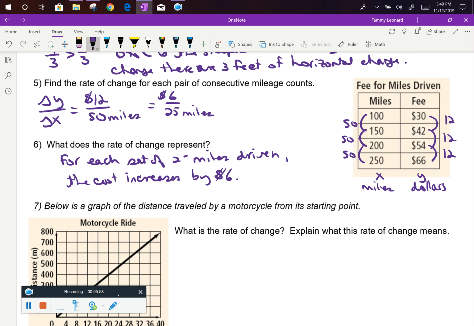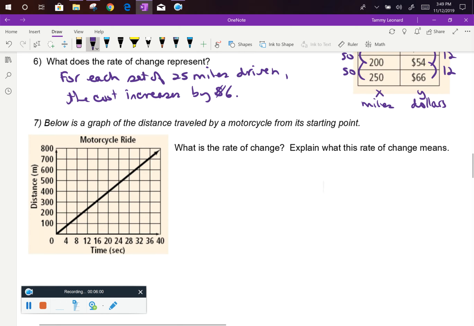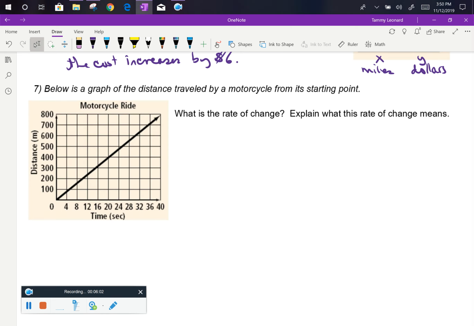Five's not very clear. Let's make that a little more clear. All right, next, in number 7, it says below is a graph of the distance traveled by a motorcycle from its starting point. So this is how far the motorcycle is from where it started at each moment. And we're asked what is the rate of change, and then to explain what this rate of change means. So we just need to pick a couple spots where it's pretty clear what the value is.